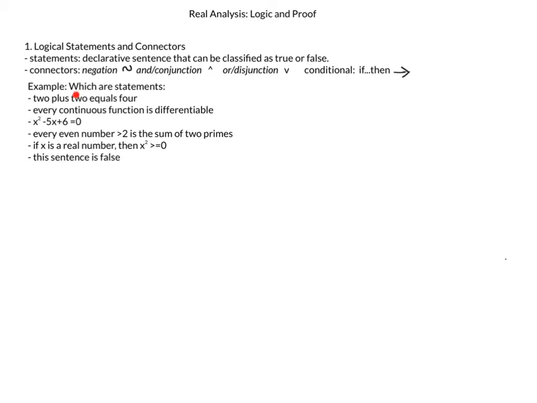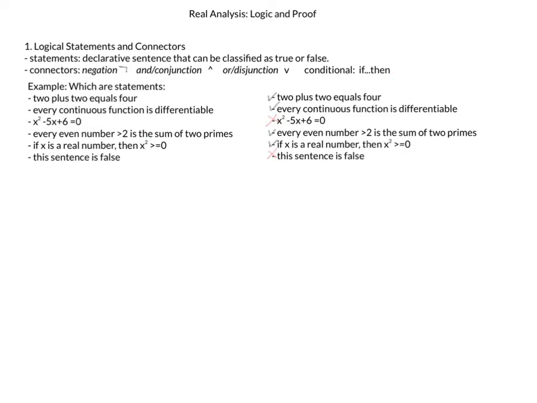Here is our first example. We want to know which of these are statements. And remember, to be a logical statement, it needs to be a declarative sentence that can be classified as true or false. So again, it doesn't need to be true, but it's something that we can classify as true or false. You can pause the video and take a moment to figure out which of these are statements.